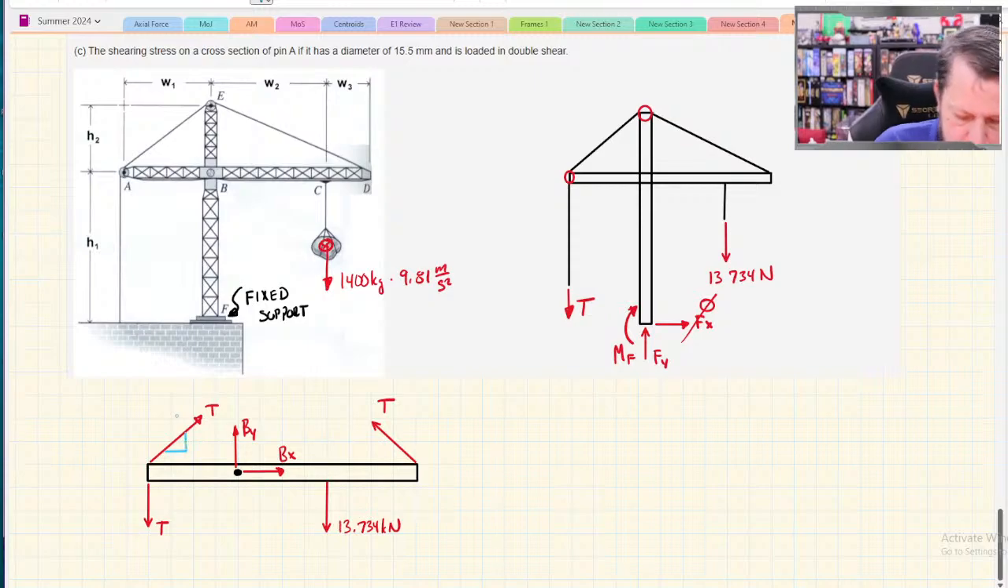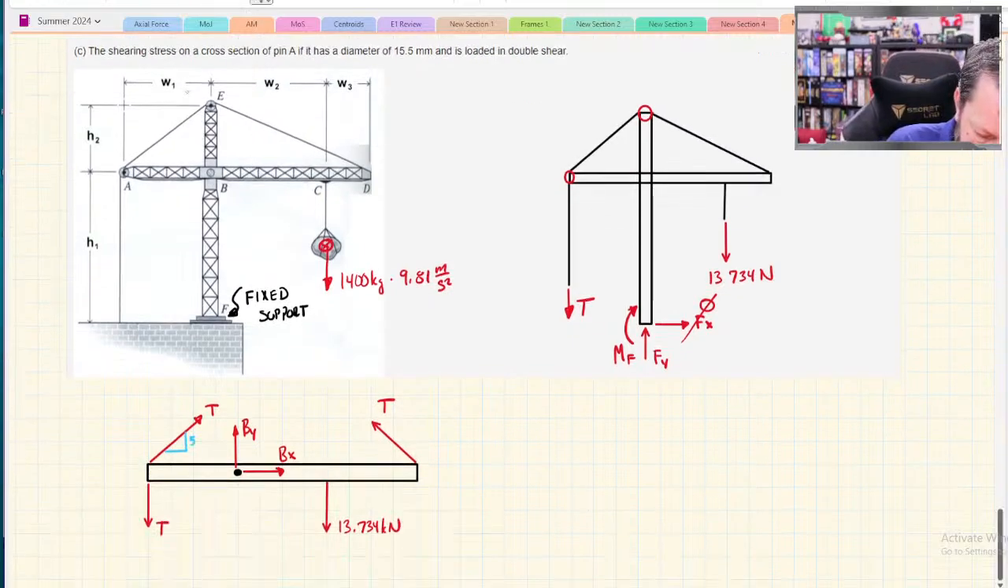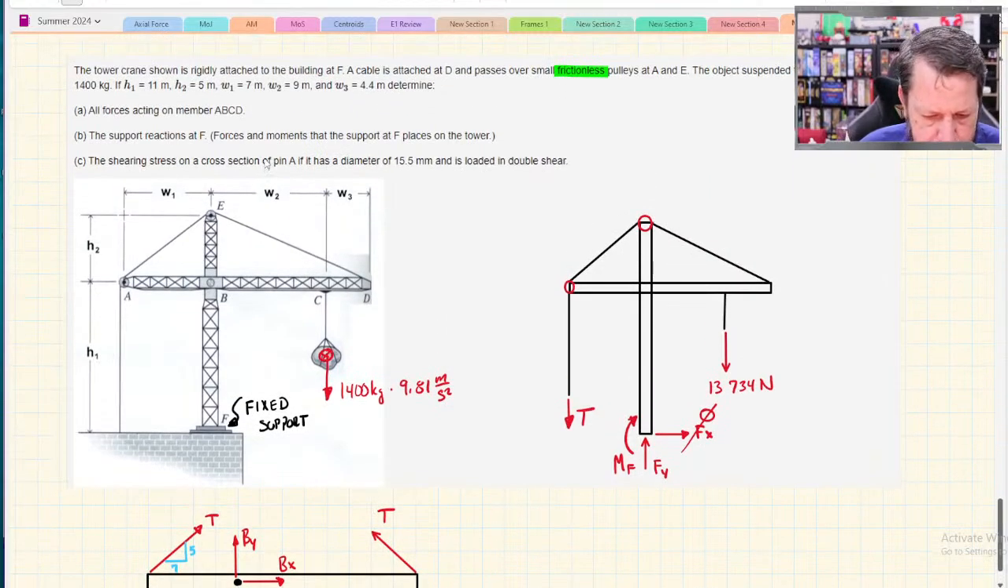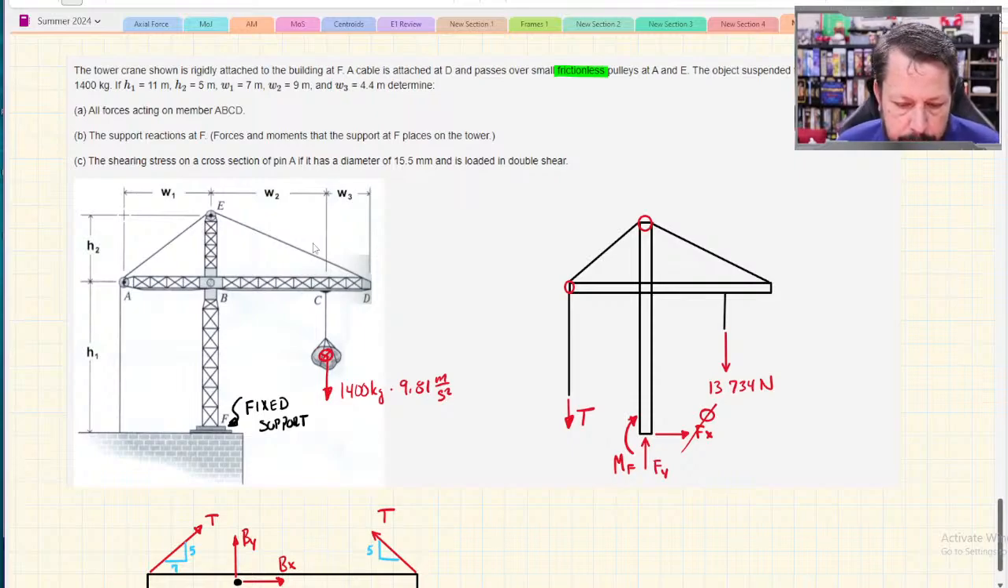I can probably sort out some angles here. So this rope is, oh, I need to see my numbers. H2 5 over W1 7. 5 over 7. Did I do those right? H2 is 5, W1 is 7. Yes. The other triangle has the same height, so same 5. And a run of W2 plus W3. 2 plus 3 is 9 plus, what, 4.4. So 13.4.